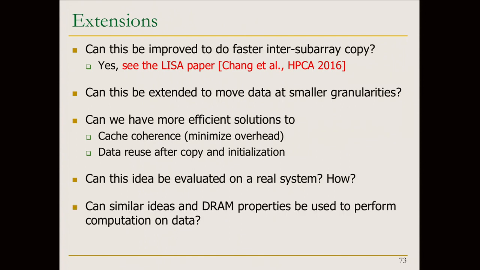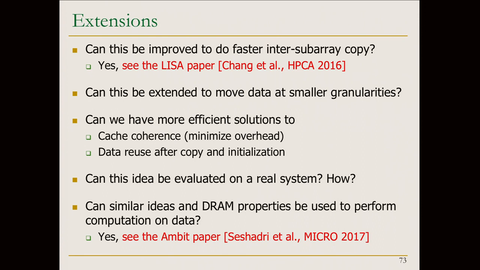Okay, can similar ideas and DRAM properties be used to perform computation on data? This is also interesting. Like, we're not doing computation here, we're doing data movement and initialization, right? Can we actually do computation on data? And one of the papers that is listed in your seminar papers is the Ambit paper. I don't know if people will pick on it and present it, we'll see. But the Ambit paper, Vivek's last work in his PhD thesis, that was published in Micro in 2017, 4 years after the RowClone paper, does exactly that, basically. It uses the charge sharing properties, which RowClone uses, as we discussed, to do bitwise AND, OR, and NOT inside the DRAM subarray. And you can take a look at the paper.